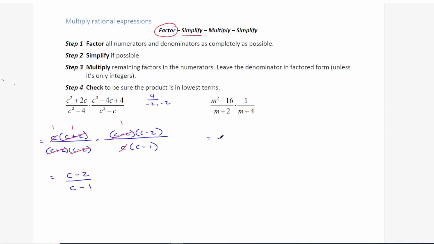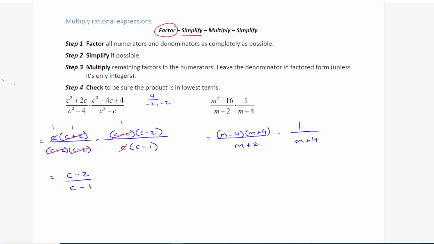So if you look at this one, you've got a difference of squares in your numerator, which would factor to m minus 4 and an m plus 4. And then nothing else needs to factor. How can you tell? Well, they're linear, right? The highest exponent on m is a 1.